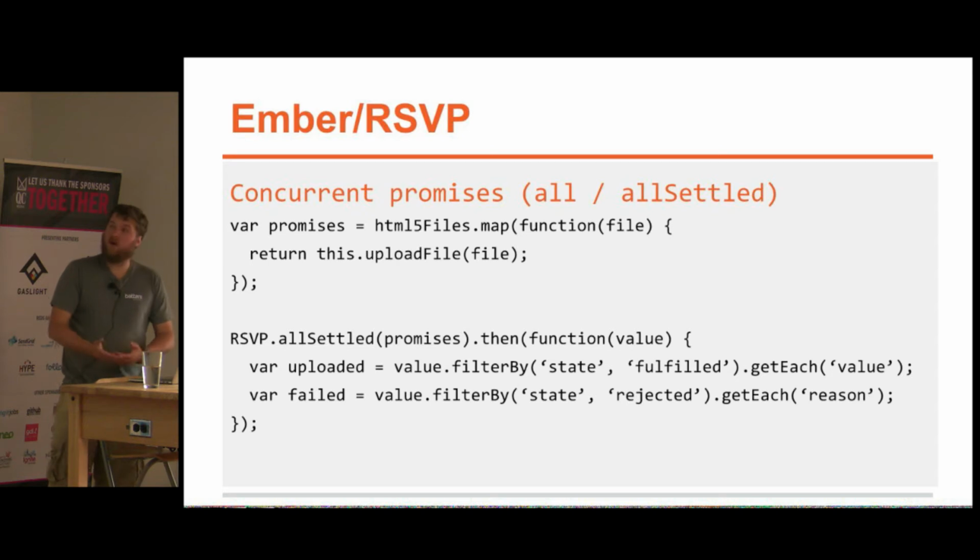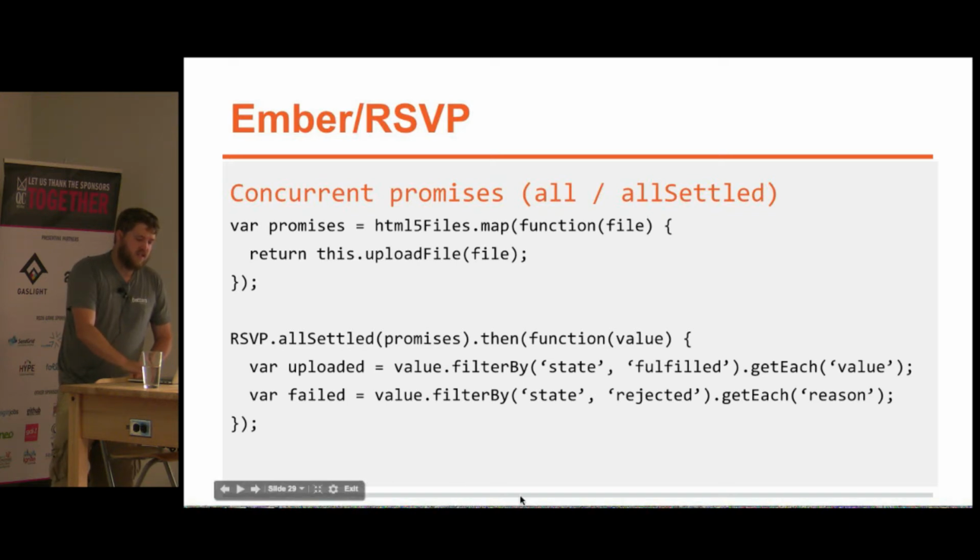There's an all and an allSettled. And very much like hash, it's the exact same set of mechanisms. The only difference is that it works on a list instead of a predefined hash of promises. And this is good for an undefined list of promises. And same with all and allSettled. All is when they've all completed or when one has failed. AllSettled is when they've all completed or they've all failed.